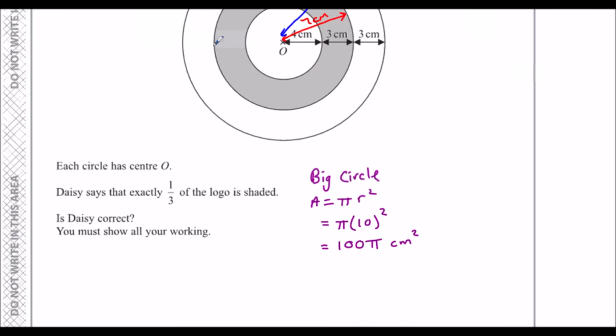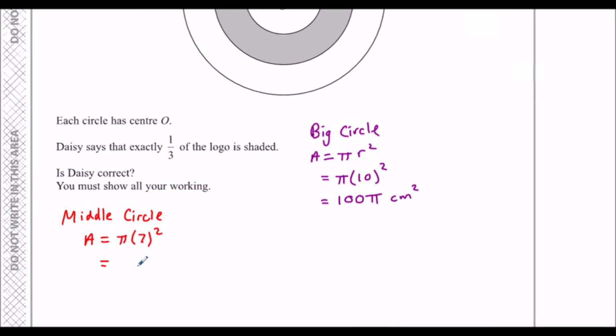The medium circle, middle circle, again, area is pi times the radius squared. The radius this time is 7. So pi times 7 squared. 7 and 7's are 49. So the area is 49 pi centimeters squared.